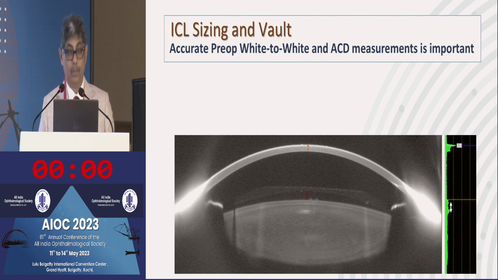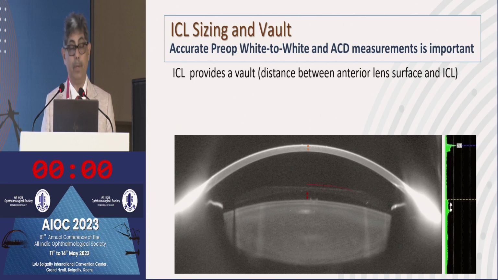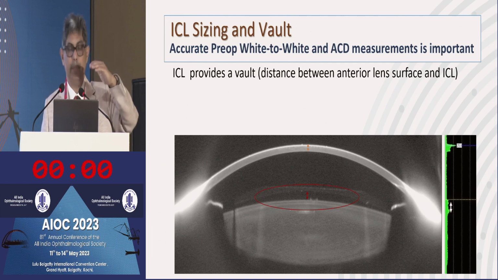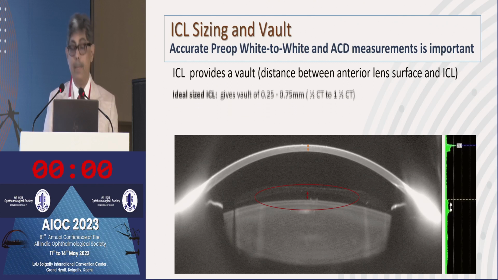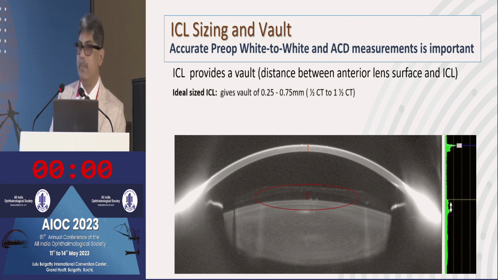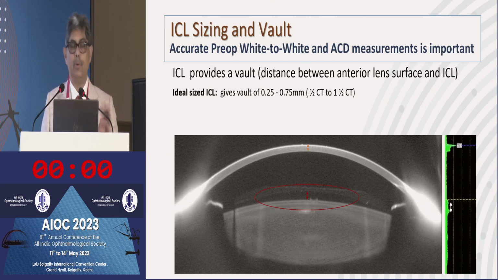Coming to the vault, accurate preoperative white to white and AC depth measurement is very, very important, because it is related to the presence of vault. Now, vault is the distance between the anterior surface of the crystalline lens and the posterior surface of the ICL, as you can see in the bottom red arrow. And you have to compare this with the corneal thickness on slit lamp. So in this particular case, it is more or less the same. If we take the corneal thickness as around 500, the normal vault is around 500 microns.